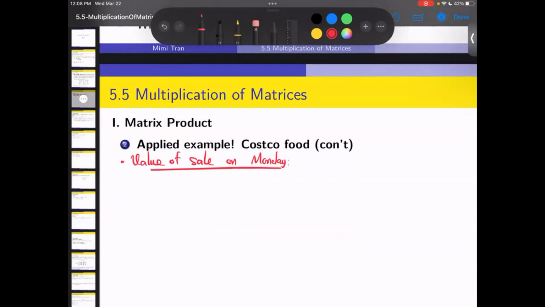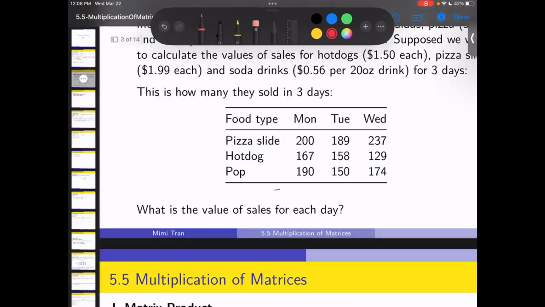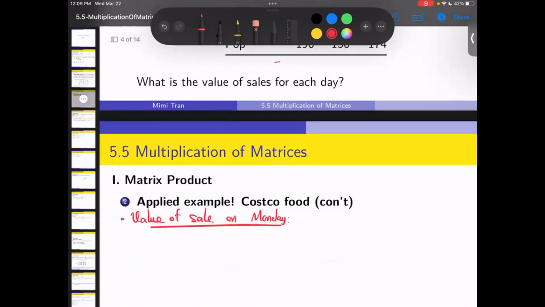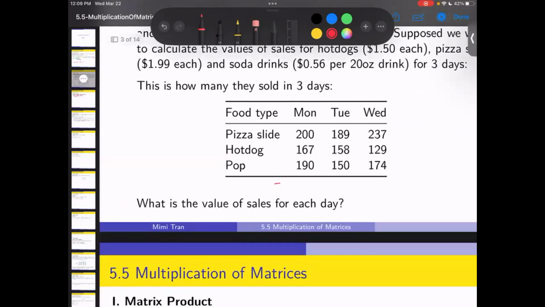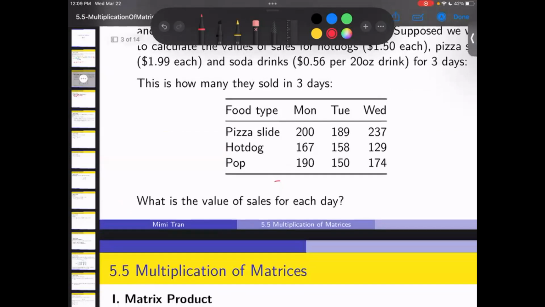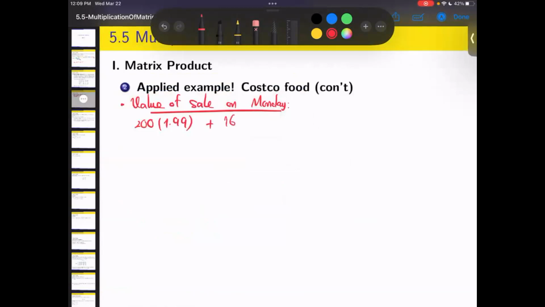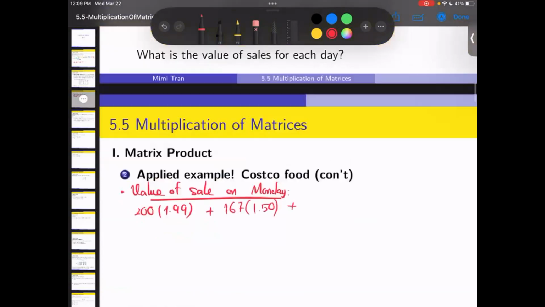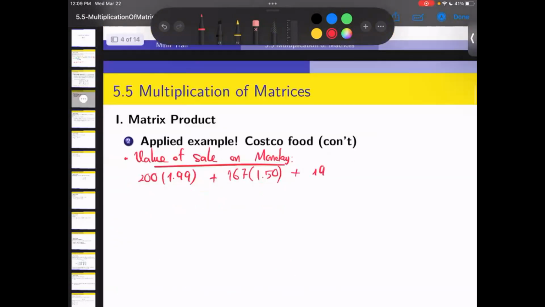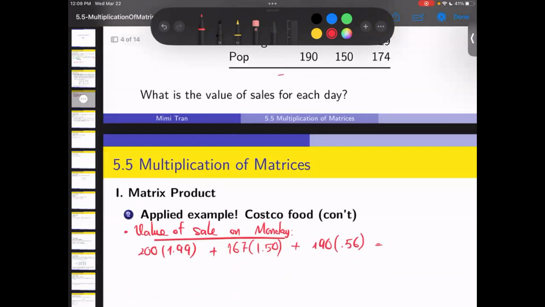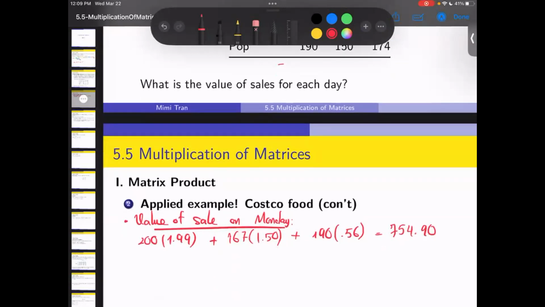That's easy, right? You just use your common sense. If you sell 200 pizza slices, each of them is $1.99. So you take 200 times $1.99, right? Pretty much it. Add in, you sold 167 hot dogs that day, $1.50 per hot dog. And then same thing for the pop, 190 pop, 56 cents per pop. You add them up together, you got $754.90. That's your revenue that day.